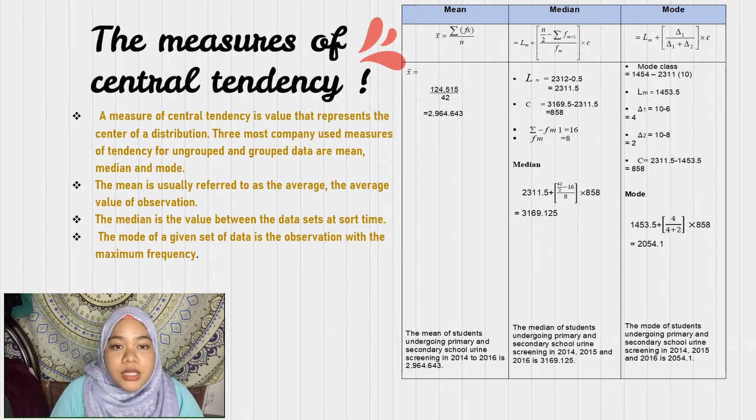The mean is usually referred to as the average value of the observations. The median is the middle value of the data set when sorted. The mode of a given set of data is the observation with the maximum frequency.